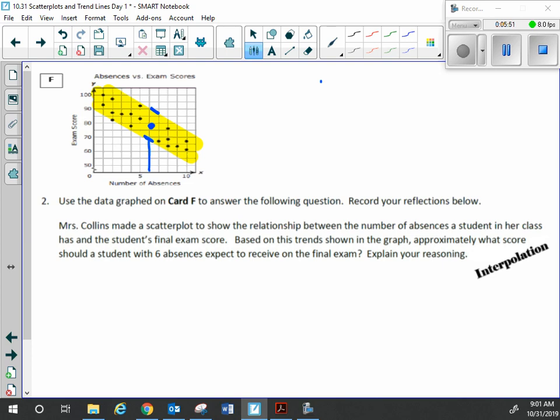Okay, now here's where I said there's not a definite answer. If somebody would have told me 70, that's appropriate, right? Based on the trend, would 70 be appropriate? Yeah. Okay, based on the trend, would 100 be appropriate? No. Okay, good. So about 75 to 80. And it's called interpolation because you are making a judgment within the graph.